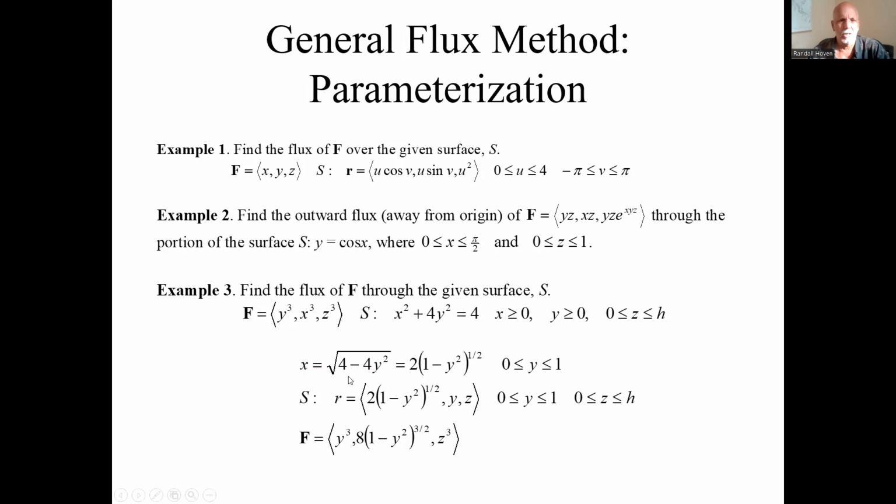Excuse me, it's a function of Y and Z. X is parameterized in terms of Y, and Z is just off on its own. So the R becomes X, Y, Z, but X is in terms of Y here, and then Y and Z. So the two parameters are Y and Z. In every place there's an X in F, you replace it with what it is in terms of Y. Here's the new F, and here's the new R. Anyway, you might have to do some parameterization.